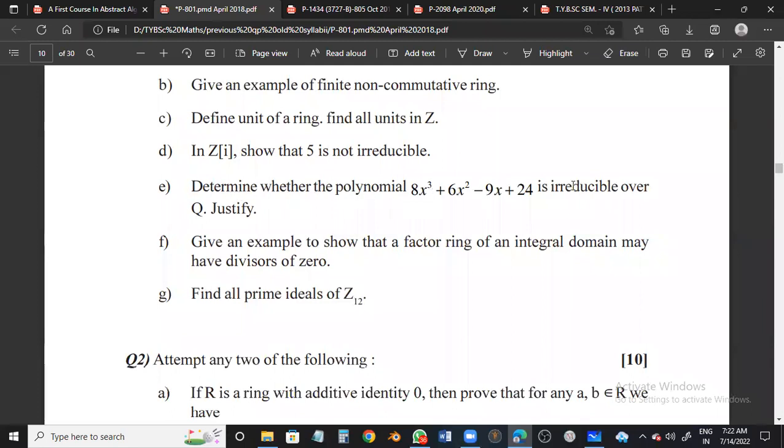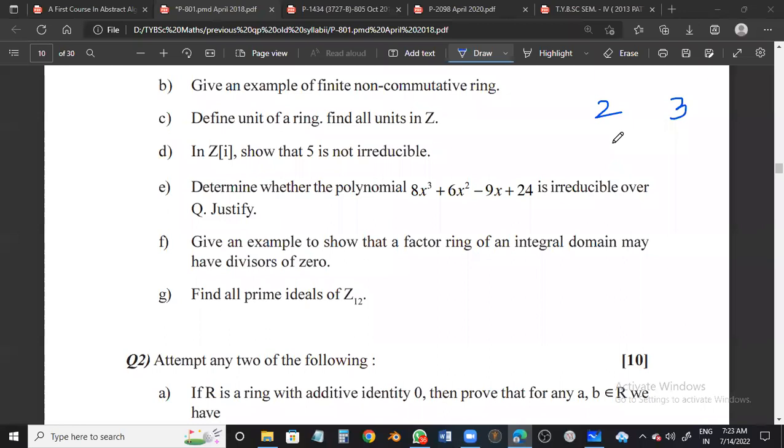Then coming to E. Determine whether the polynomial is irreducible over Q and justify your answer. So this is directly Eisenstein's criteria. You can watch, there is 24. And what are the prime divisors of 24? 2 and 3 only. Do you agree? Prime divisors of 24, what are they? 2 and 3 only. I hope all of you agree with me.